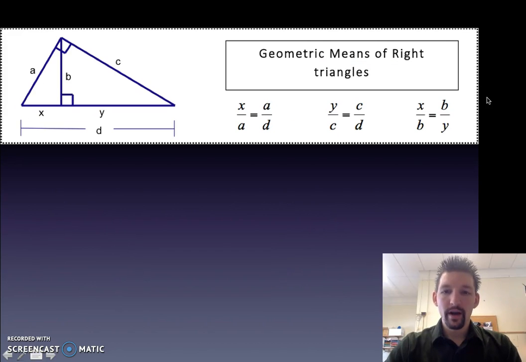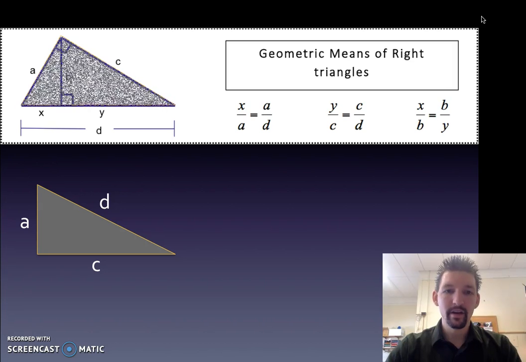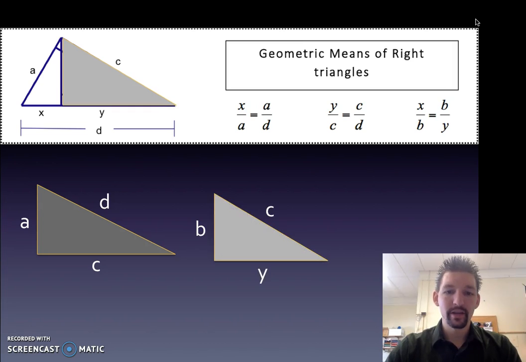So when we are looking at a triangle here, we actually have 3 different triangles that will show up in our mean proportional stuff. So the first triangle will be the big one. That has 3 sides. So it's going to be the hypotenuse is D, the shorter leg is A, and the longer leg will be C. You then have this slightly smaller triangle where our short leg is Y, our long leg is B, and our hypotenuse is C.